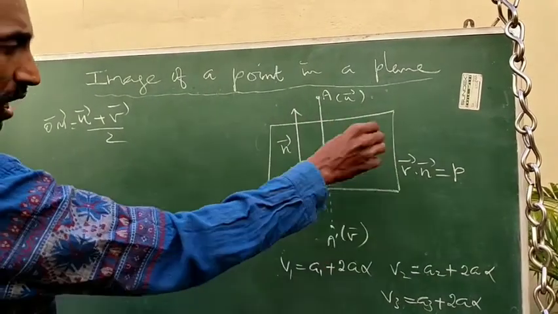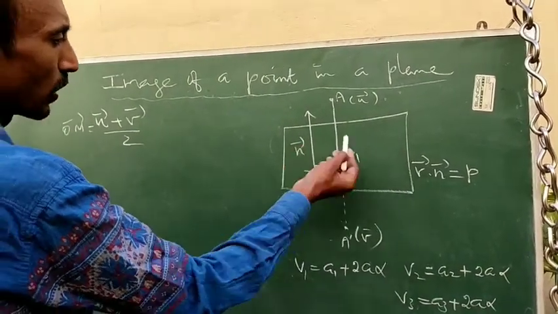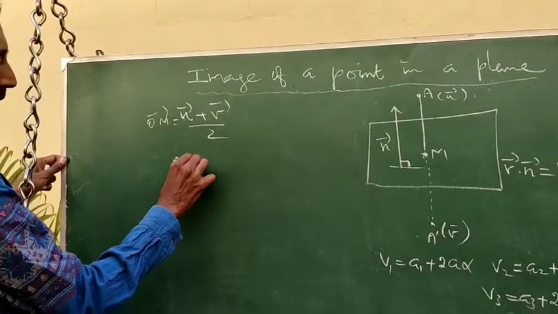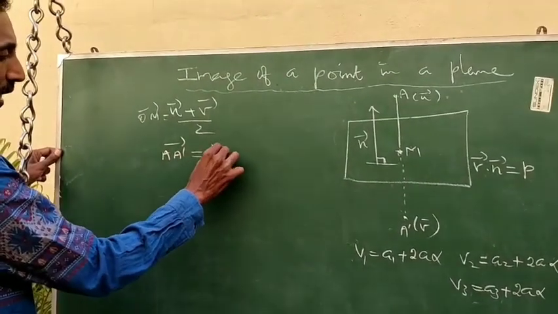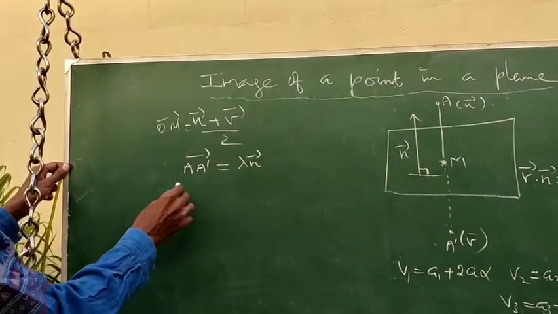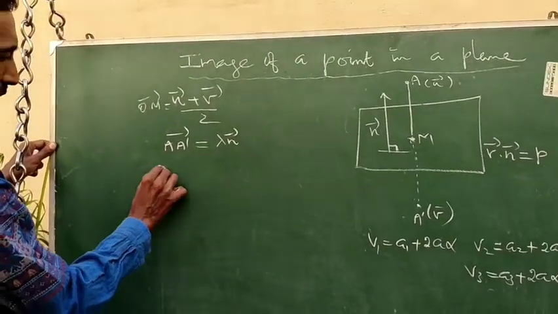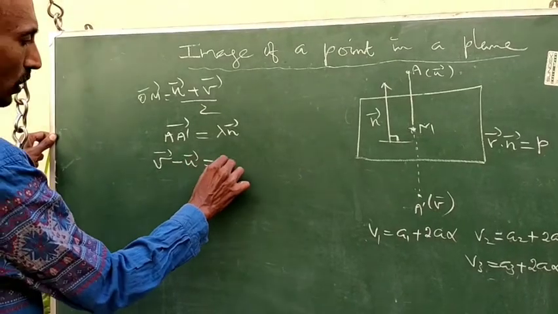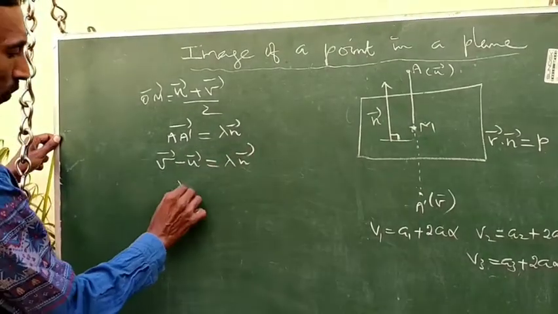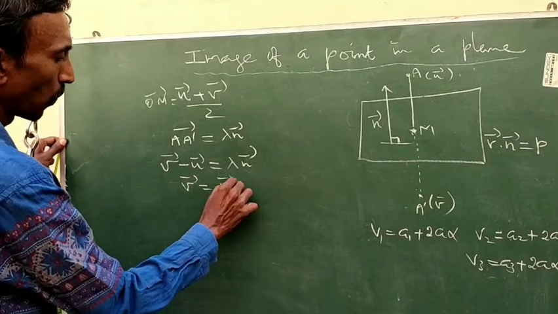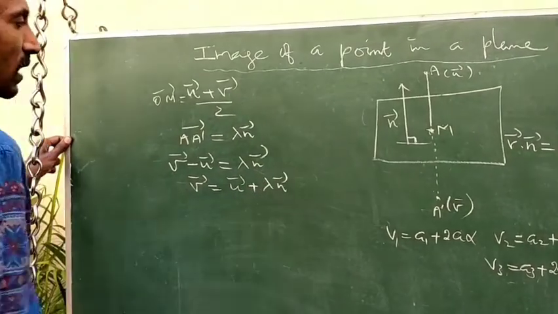Obviously this AA dash is also perpendicular to the plane, therefore they are parallel. So AA dash is parallel to n vector, that is, it is a scalar multiple of n vector. AA dash is OA dash minus OA, so that is v minus u equal to lambda n. So v vector equal to u plus lambda into n vector.